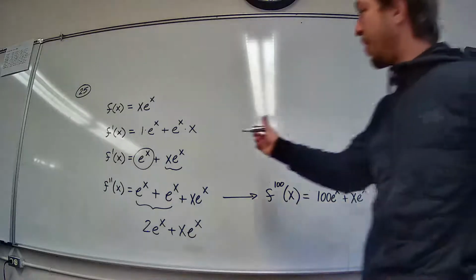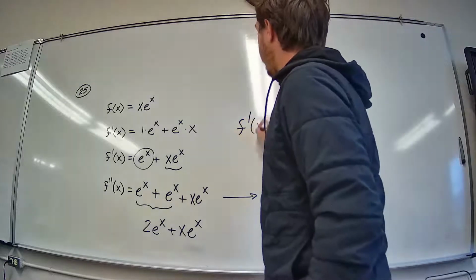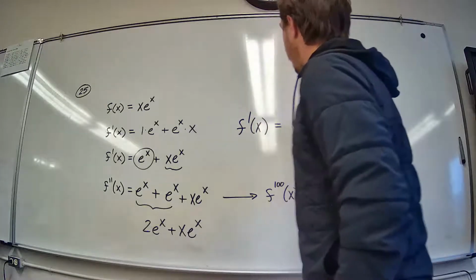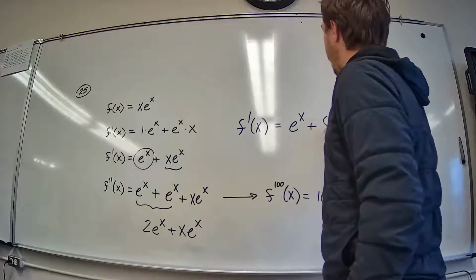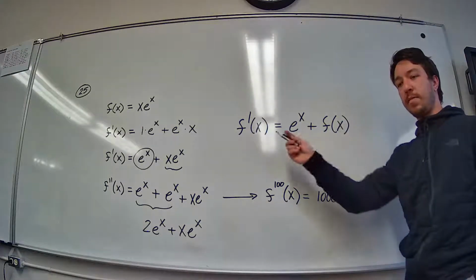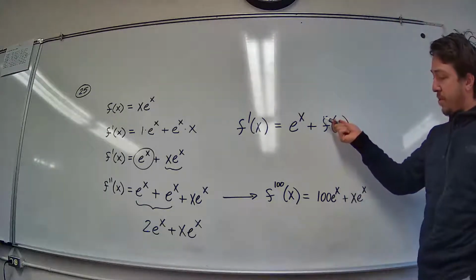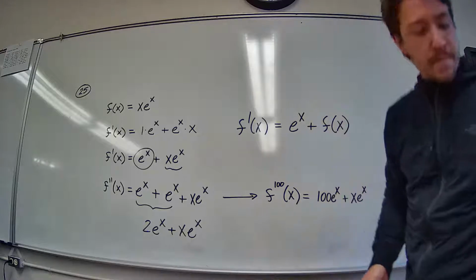A really good mathematical statement that would be very solid here would be something like f prime of x is equal to e to the x plus f of x, because that shows kind of a recursive relationship there. It logically follows from that that this is true.